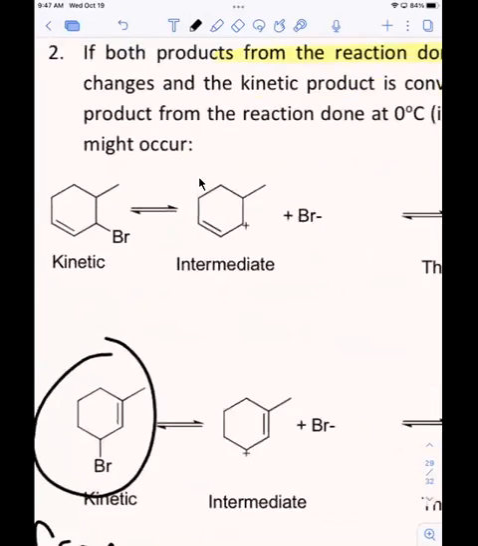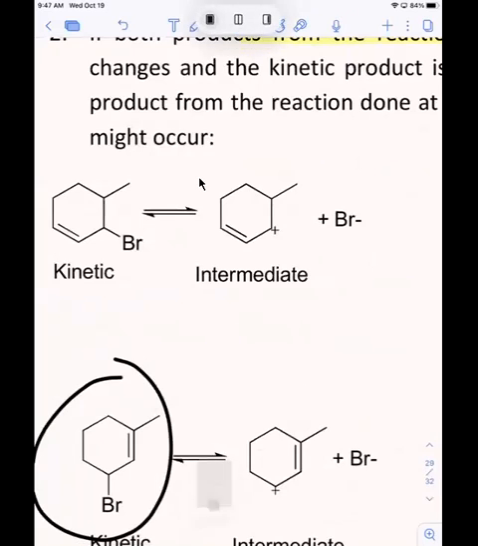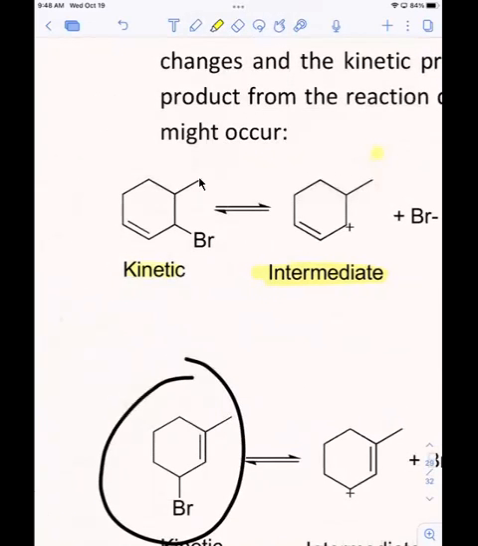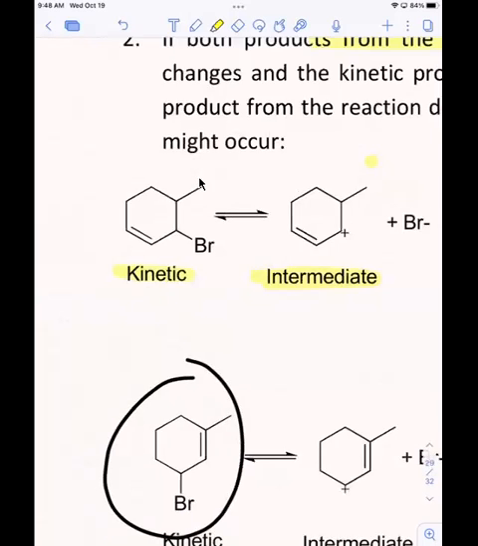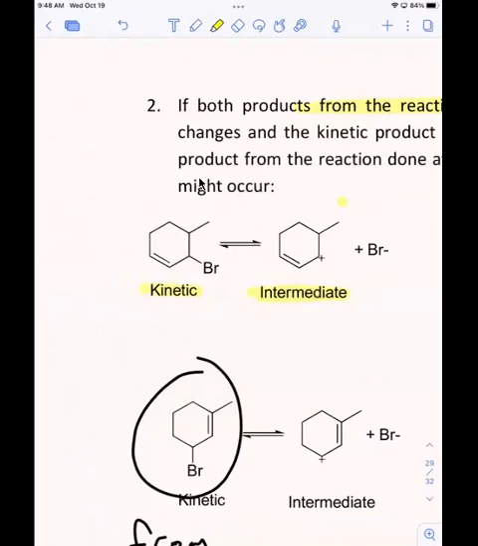So if this is the intermediate, and again, that's talking about going from the less stable product back to the intermediate, and then going from the intermediate to the more stable product. So this is my intermediate. How do I get there from here? We've seen this before. What happened going from the product back to the intermediate? What changed?